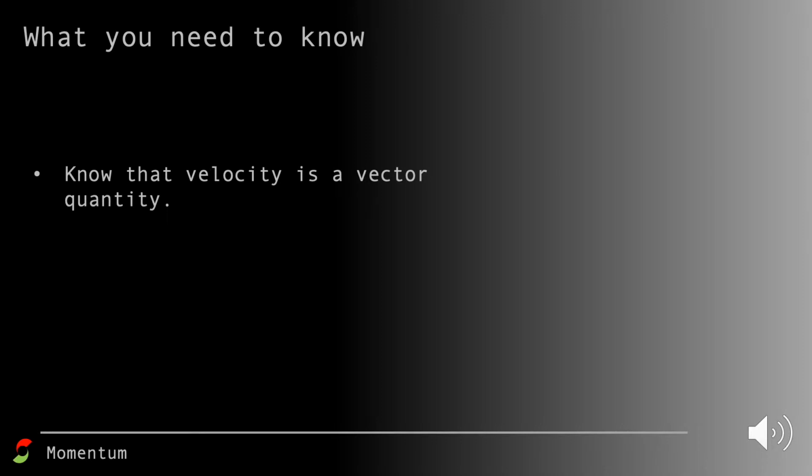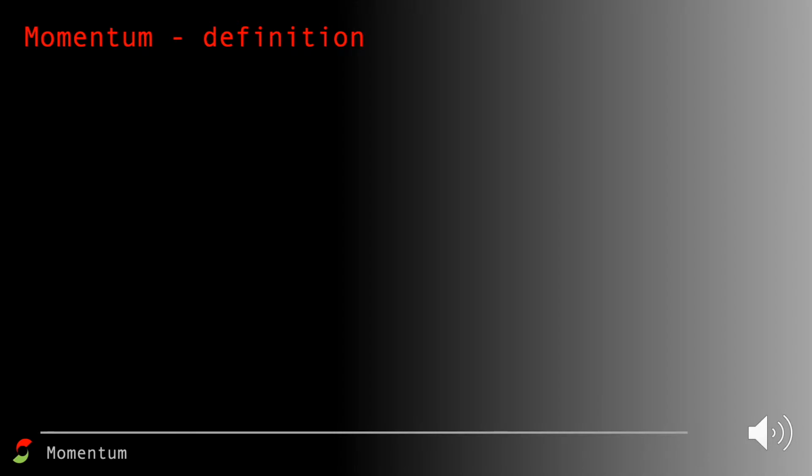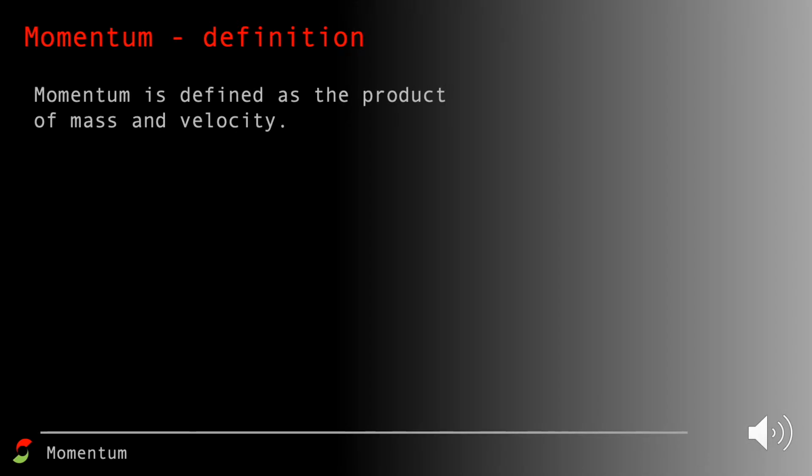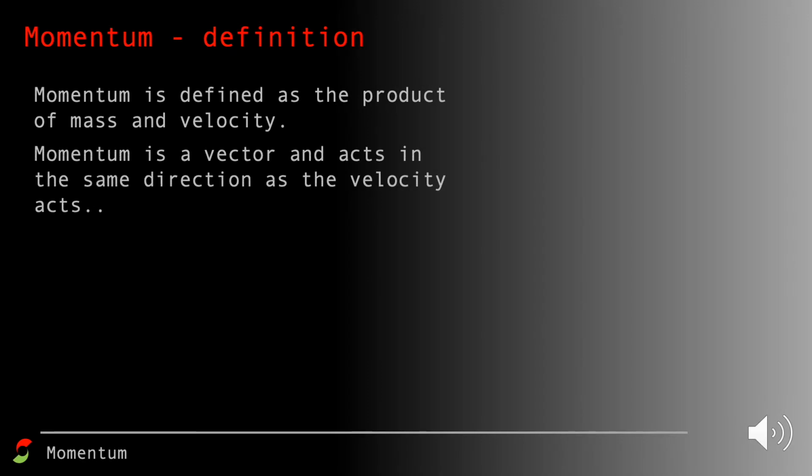to velocity. So let's start with the definition. Momentum is defined as the product of mass and velocity. And momentum is a vector and it acts in the same direction as the velocity. So it's really important to make sure that when you define momentum that you say it's the product of mass and velocity and it acts in the same direction as the velocity.